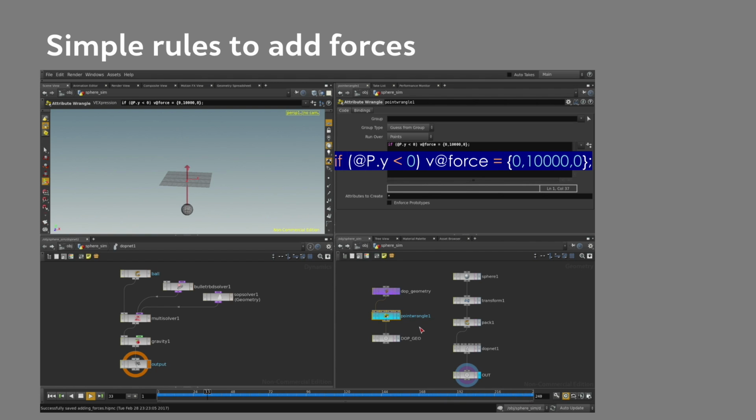In the bottom right, we jump up a level outside of the rigid body sim, where I'm grabbing the current frame's data and feeding that into a point wrangle. That point wrangle has a single line of code, which you can see in the top right. If the ball is below zero in the y-axis, set the force of the ball to 10,000 units in an upward direction. This way, I get the interactions of a rigid body simulation combined with the direction over where I want the ball to go.